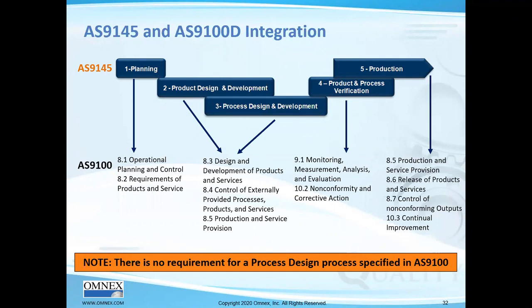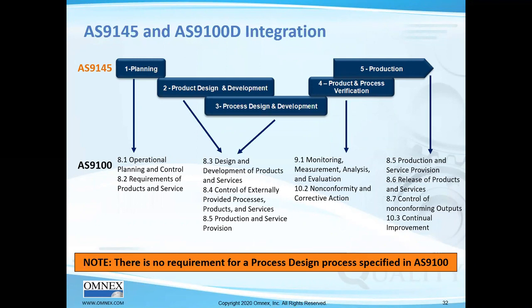Your product design and process design, that's 8.3, 8.4, and 8.5. You have phase 4, which is product and process verification. That's 9.1 for your monitoring and measuring, and your 10.2, which is your corrective action and non-conforming products. A little bit of non-conformances. And then it gets turned over to production, which falls directly with your 8.5.6, which is your release of products and services. 8.7 is how you control your non-conforming product, and of course, your continual improvement loop.